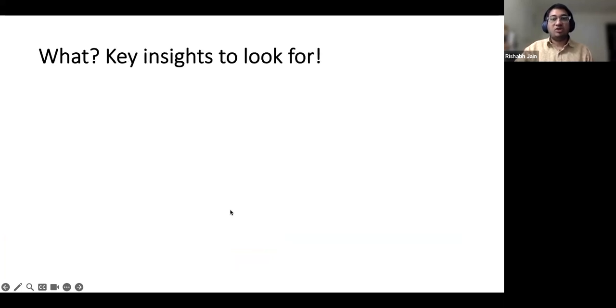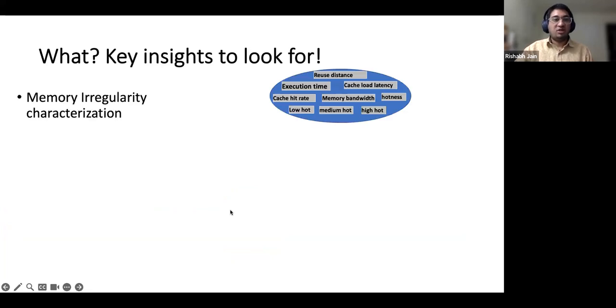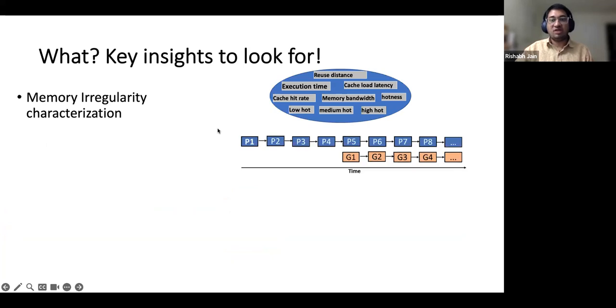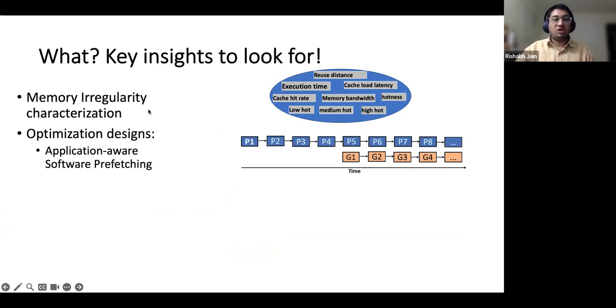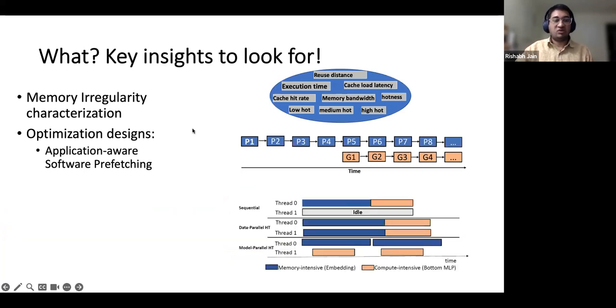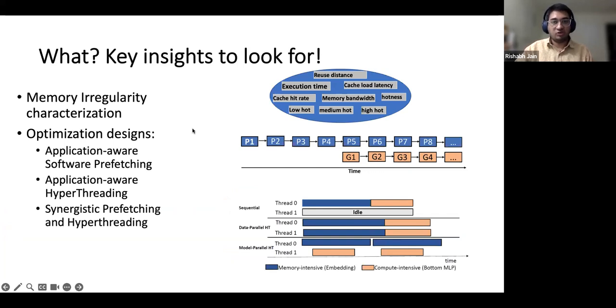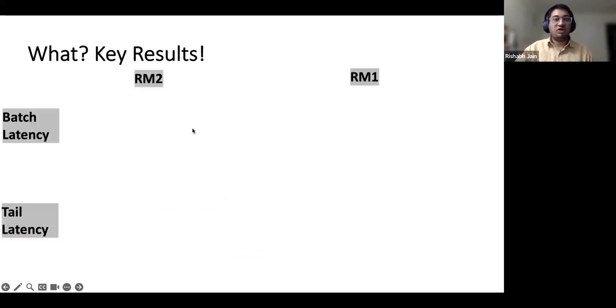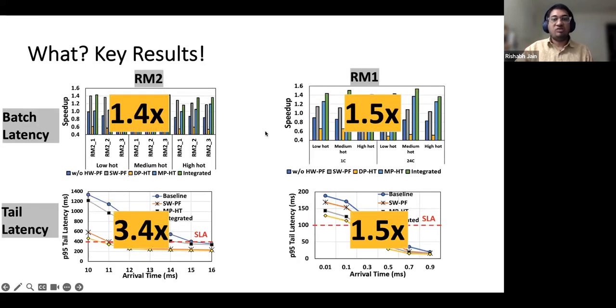The key insights to look for in our work are the following. We do an in-depth memory irregularity characterization where we discuss various hardware metrics. To solve the memory irregularity problem, we propose the following optimization designs: application-aware software prefetching, application-aware hyperthreading, and the combination of both. The key results to look for in our paper are towards the batch latency and tail latency for the RM2 and RM1 models. We note significant performance improvements.